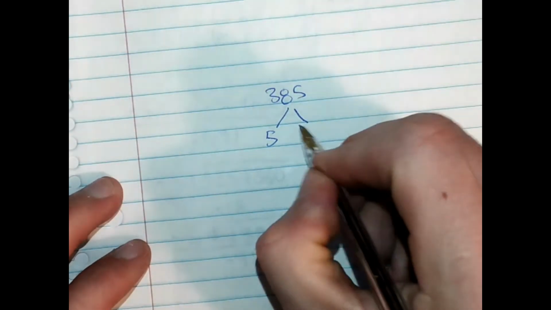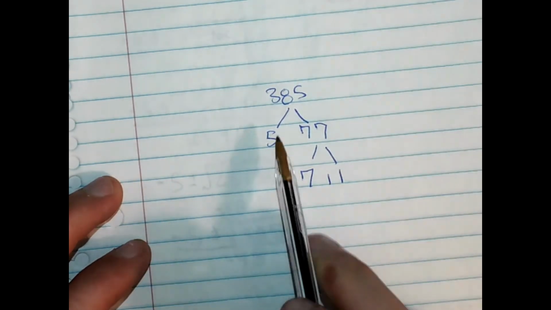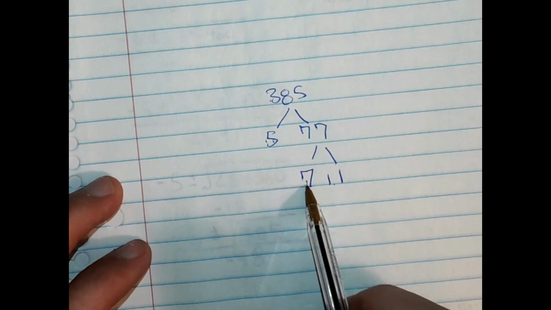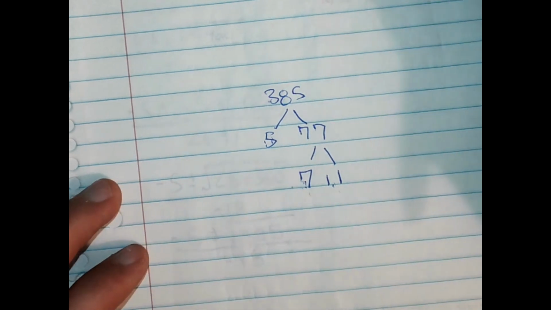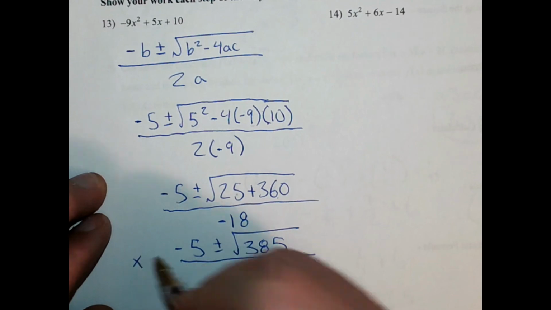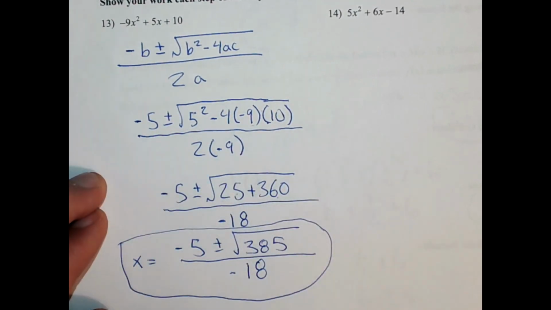77. And 77 is 7 and 11. So the prime factorization of 385 is 5, 7, and 11. There are no doubled up primes, so there are no perfect squares hidden inside 385. So that is your final answer for x right there.